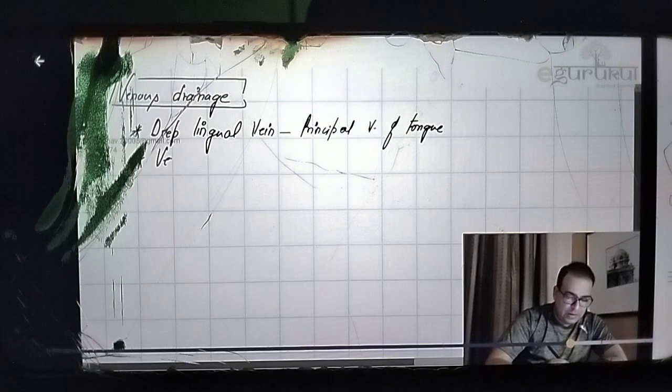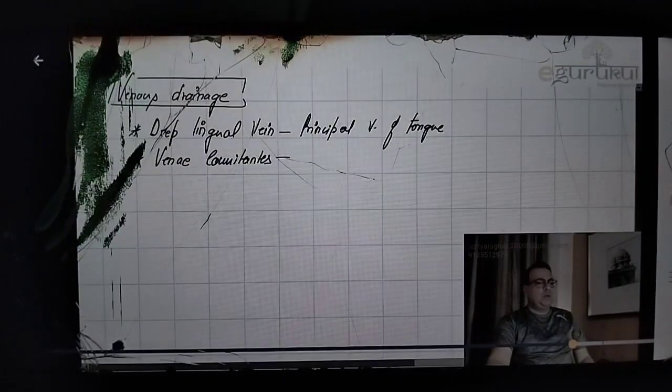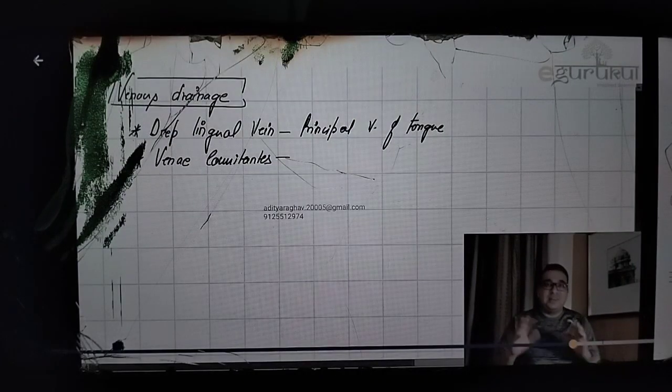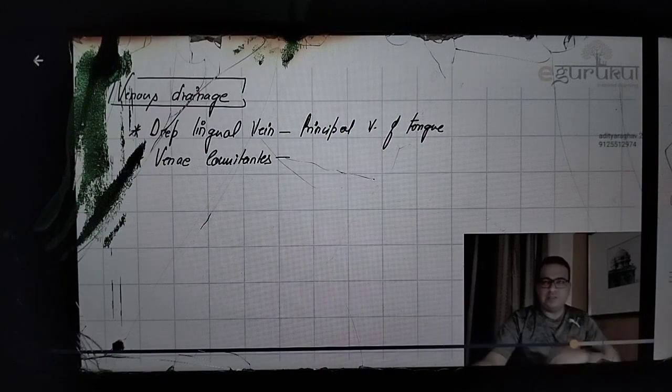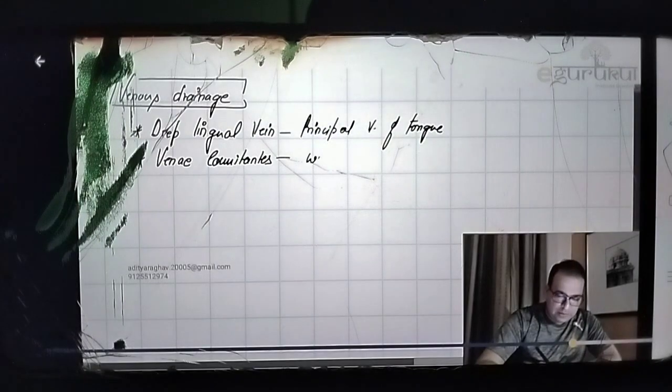Then we have some venae comitantes. Some people call it vena comitantes. So venae comitantes basically run with a certain artery. Usually, like brachial arteries, we have two venae comitantes. Along with some major artery, you will see some venae comitantes also, like the venae comitantes which are present with the lingual artery.